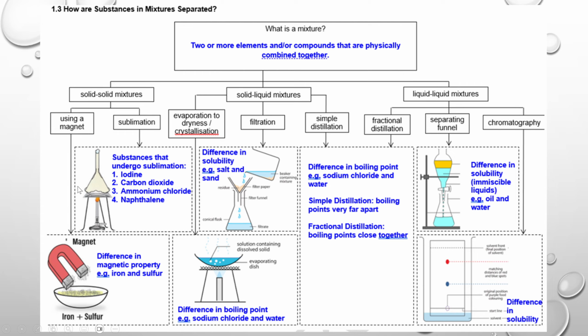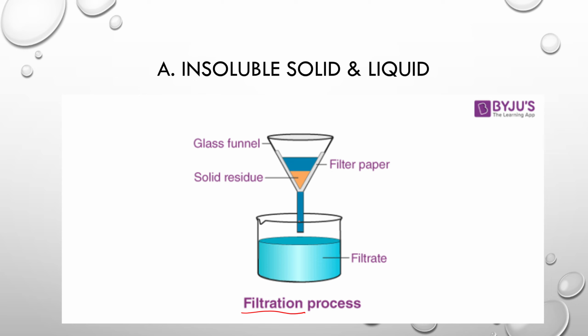There are other properties that we can use, like solubility. If I have a mixture of two substances, one of them is an insoluble solid and the other is a liquid, for example, sand and water, I separate using filtration. Filtration needs mainly two things: the funnel and the filter paper. I pour the mixture in the funnel. The liquid will pass through the filter paper and it is called a filtrate. What will remain in the filter paper is the insoluble substance, and we call that insoluble substance residue.